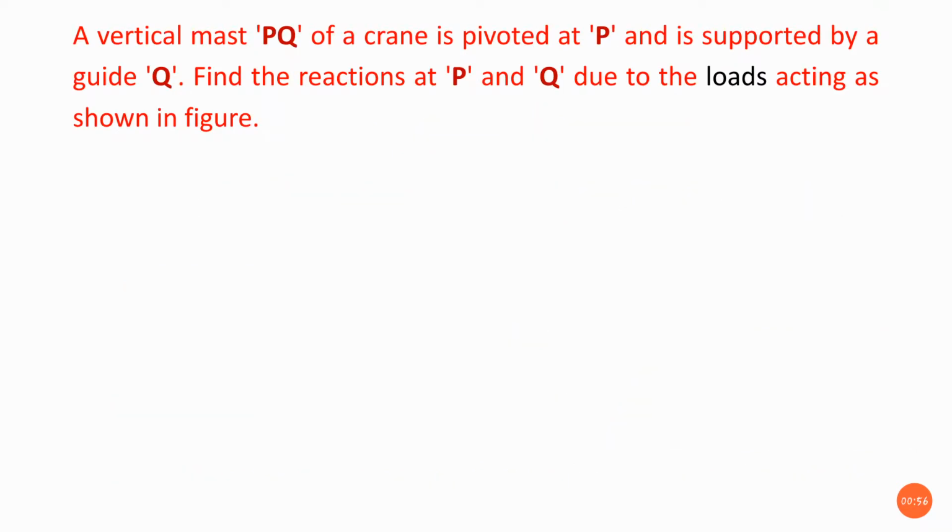So there I have given one example. A vertical mast PQ of a crane is pivoted at P and supported by a guide at Q. Find the reactions at P and Q due to the loads acting as shown in the figure. Right? So here I am going to try to draw it pictorially. There we can see there is a mast PQ, and it is a type of crane.